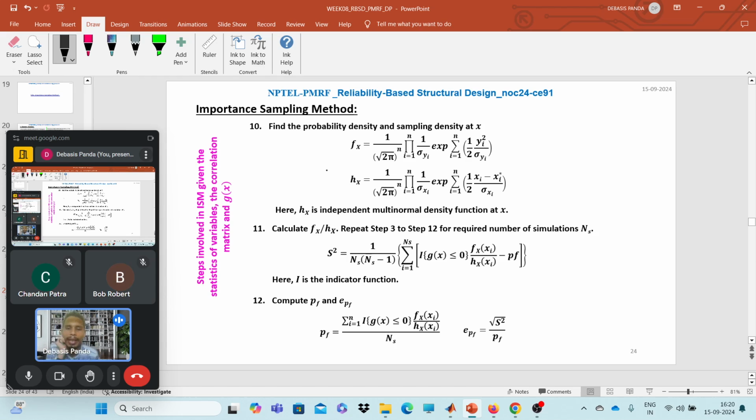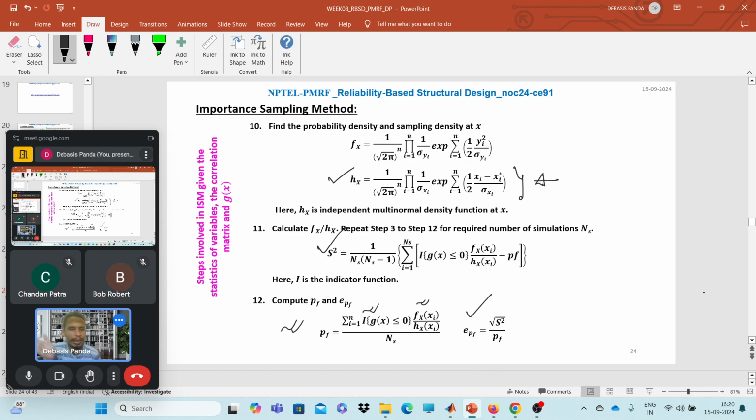So here h(x) is nothing but the importance sampling density function, and that is generally taken as a multinormal density function. This is the multinormal density function. You are very aware of this thing. Now once we have these two, we can calculate the variance and the error. The error is calculated using the variance, and the probability of failure is nothing but the indicator function along with some weight. So the weight will define that region of your selection.